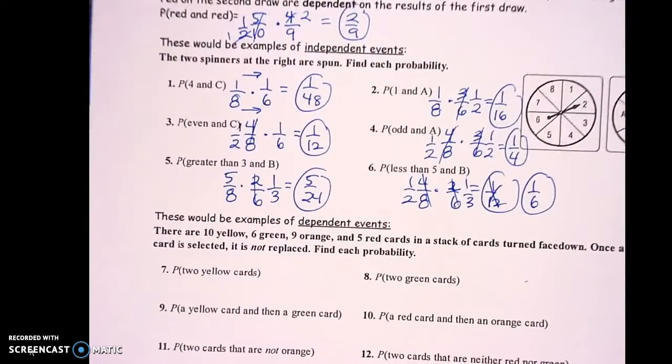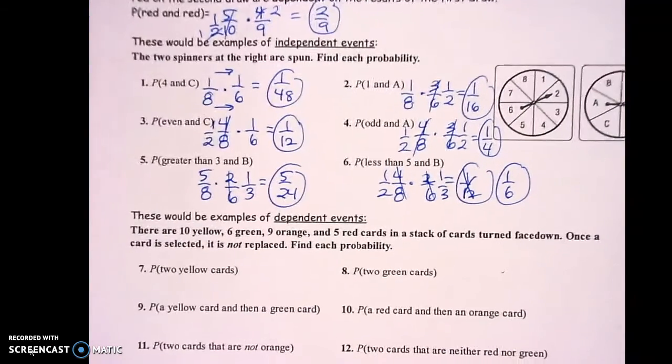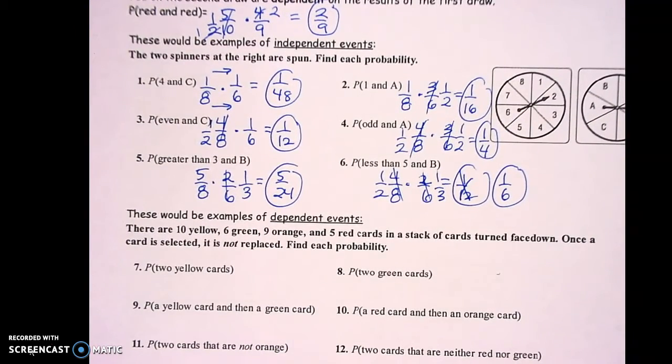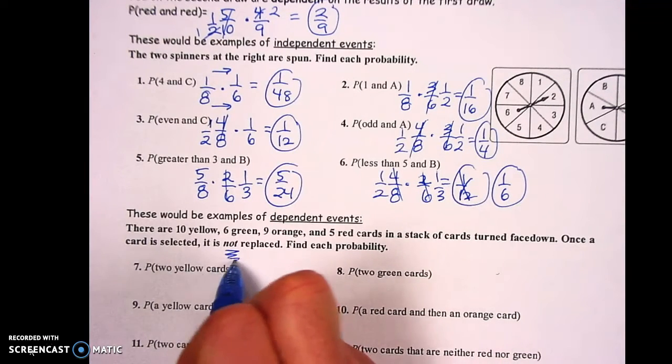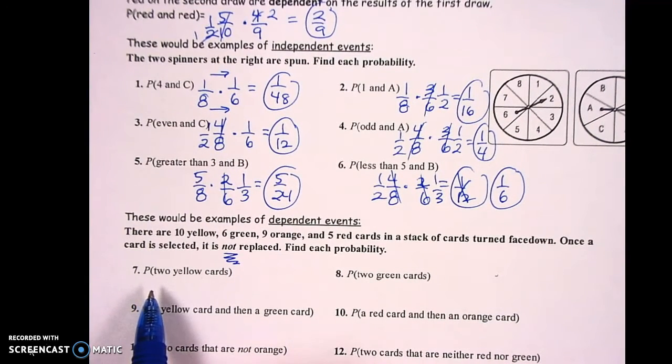Moving on. Dependent events, where one event does affect the outcome of the second. So let's read this scenario carefully. There are 10 yellows, 6 greens, 9 oranges, and 5 red cards in a stack of cards turned face down. Once a card is selected, it is not replaced. You're always looking for that not word to help you figure out your problem. Find each probability. So, number 7, the probability of picking 2 yellow cards.